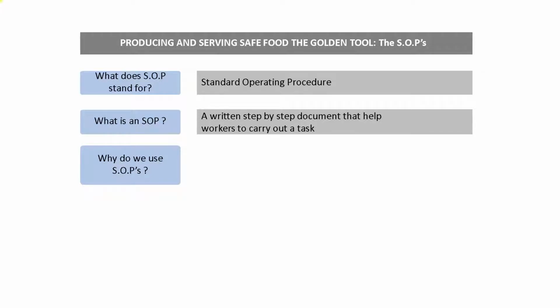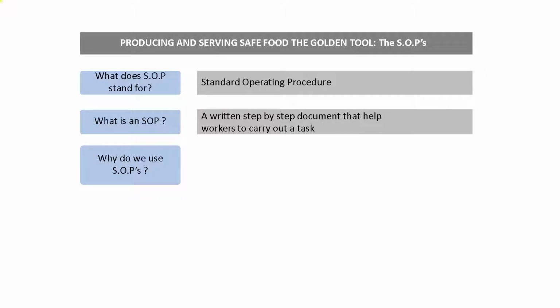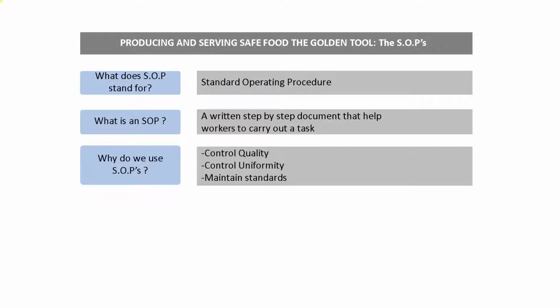Why do we use SOP? Well, this one is very simple. It's useful for three things. First, it's useful to control quality because the SOP is the reference. For you to control quality, you need to compare what people do with what should be done. So the SOP is the standard, meaning what should be done, and you compare it to the reality, meaning what people practice. So it's the most fundamental document to control quality.